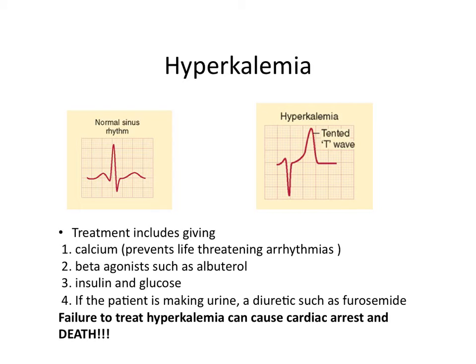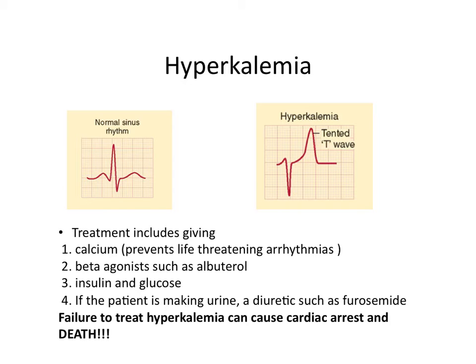Hyperkalemia, once discovered, should be treated promptly to prevent the progression to life-threatening arrhythmias. Initial treatment involves stabilization of the heart by providing calcium, which prevents the hyperkalemia from causing life-threatening arrhythmias. Driving the potassium from the blood into the cell is accomplished by administration of beta agonists such as albuterol, as well as administration of insulin and glucose.